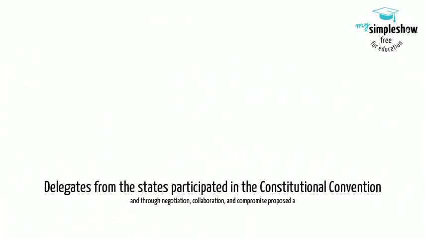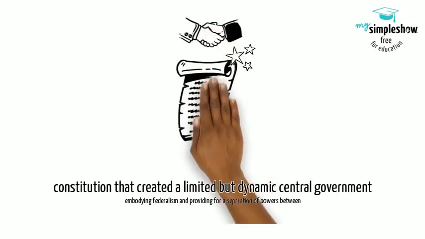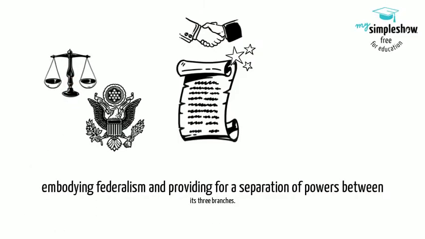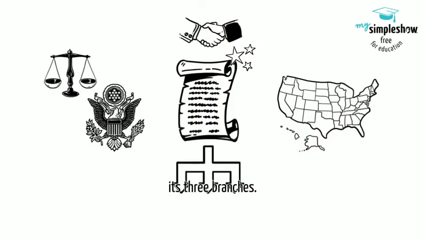Delegates from the states participated in the Constitutional Convention, and through negotiation, collaboration, and compromise proposed a constitution that created a limited but dynamic central government, embodying federalism and providing for a separation of powers between its three branches.